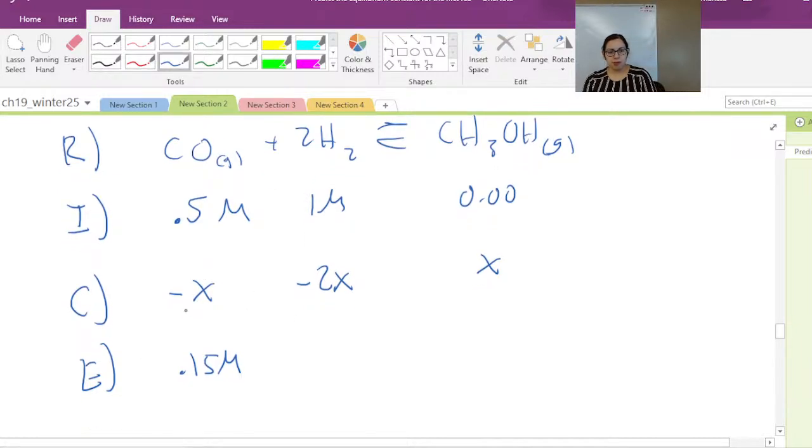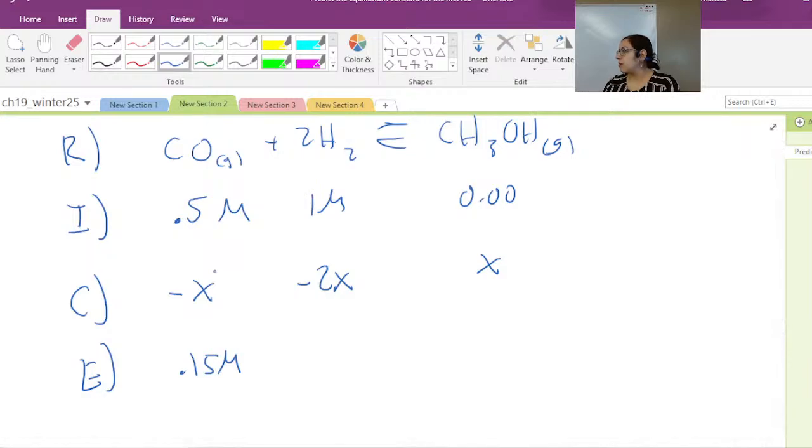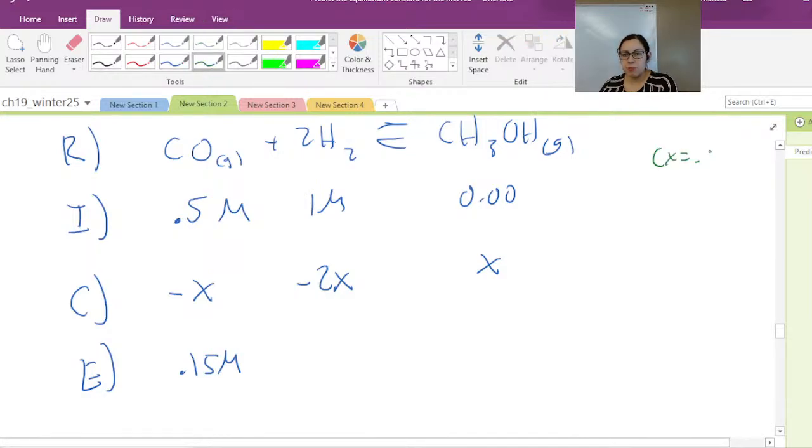From our table, this has our most information here. We started at 0.5 molarity. We ended up with 0.15 molarity. So what was our X? What did you say? So 0.35. Perfect. So X equals 0.35.